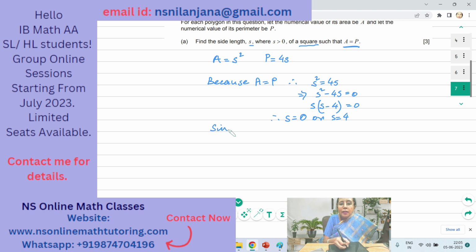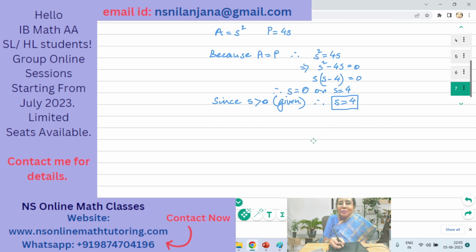Since S is greater than 0 as given, because if S is equal to 0, then you will not be having any square. If the side length is 0, the square will not exist. Therefore, S is equal to 4. See, it's so very easy. We have got 3 marks. Okay. Moving on to subpart B.